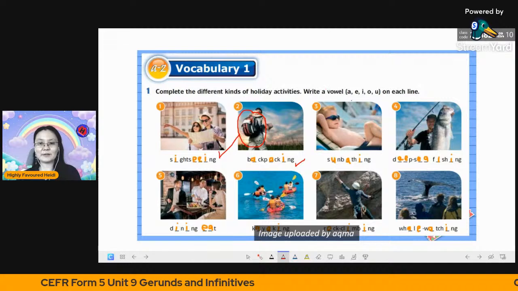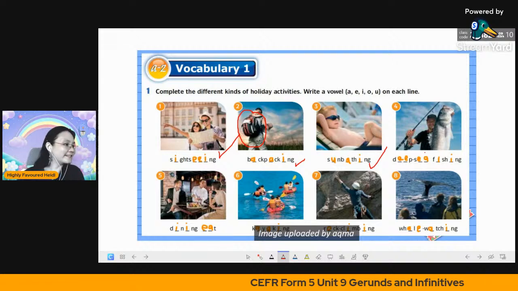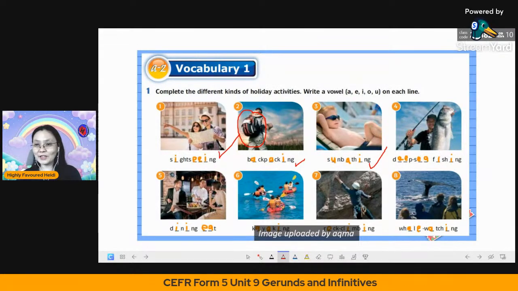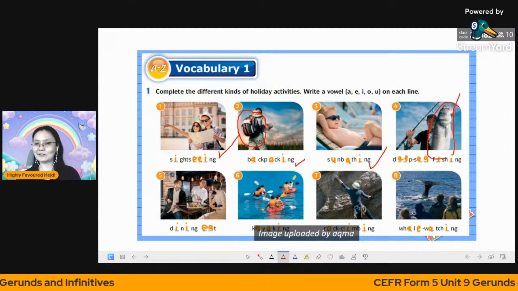All right, then you have sunbathing. Yes, sunbathing. Deep sea fishing. Good. All right, you know, in order to catch such a big fish, definitely you have to go to the deep sea. Okay, all right.